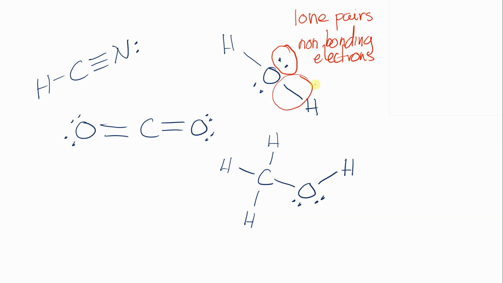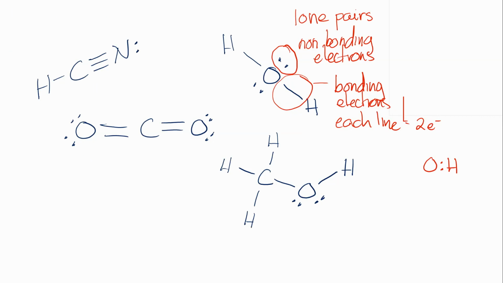These lines are bonding electrons. Each line represents 2 electrons. In this example, between the oxygen and the hydrogen atom, there is a single bond, 2 electrons. Now, some books will represent this as dots like that.